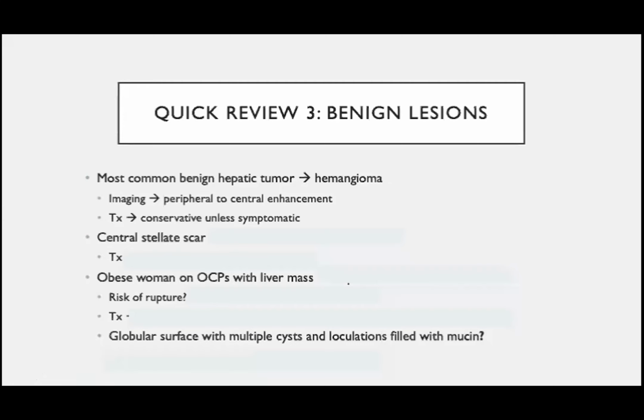What about a central stellate scar? FNH. Yes. What is the treatment? This is a trick question. Nothing.